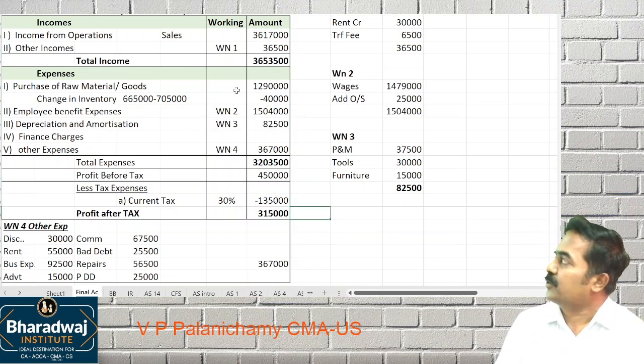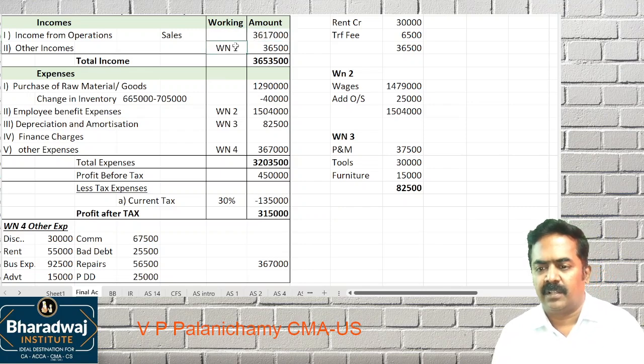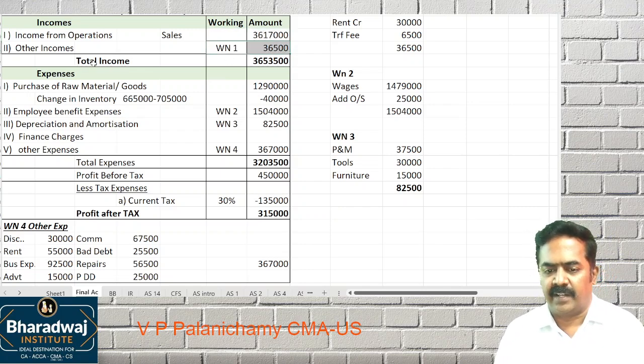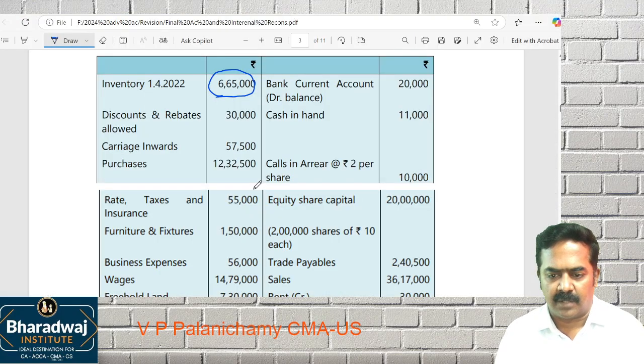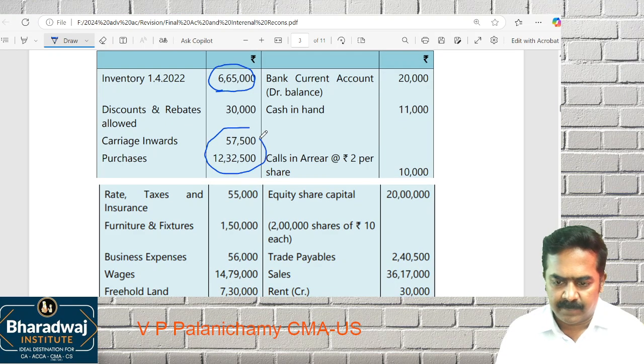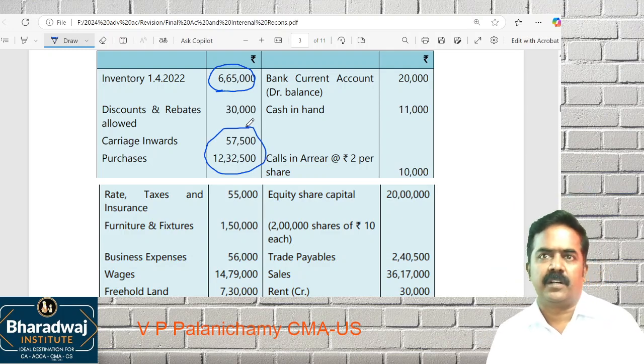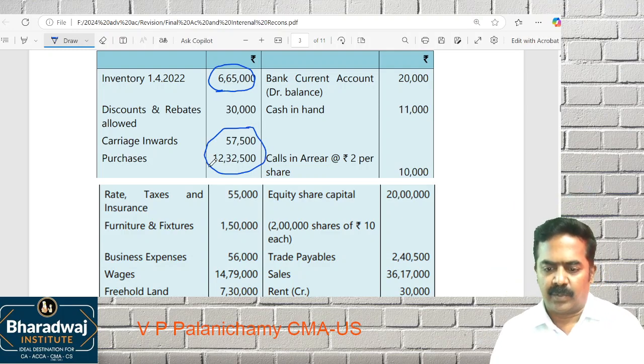Check your working also. 36 lakh 17,000. In the other income, 36,500. Total of income, you'll get this much. Purchase of raw material and goods, including carriage inwards. Because carriage inwards are part of purchase cost, you can include it there. 12 lakh 32,500 plus 57,500.